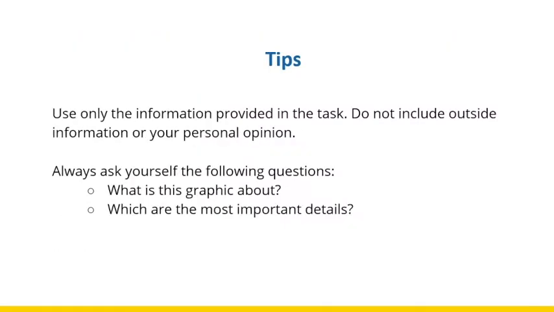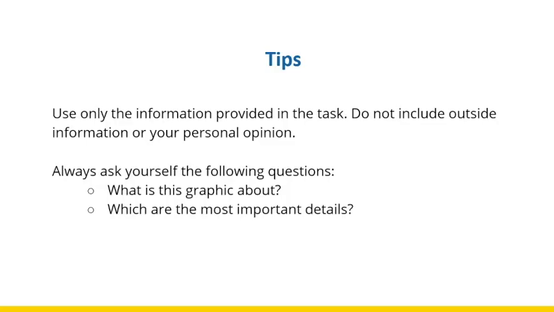Before we begin learning about academic writing task 1, I would like to share with you a couple of important tips that can help you write better. First of all, remember, you need to use only the information provided in the task. Do not include outside information or your personal opinion. That means you cannot write down the numbers that you don't see on the graphic, and also you cannot write phrases such as I believe, in my opinion, and so on.